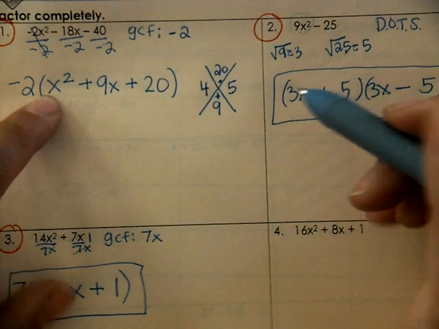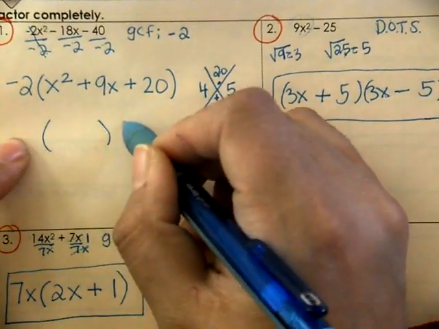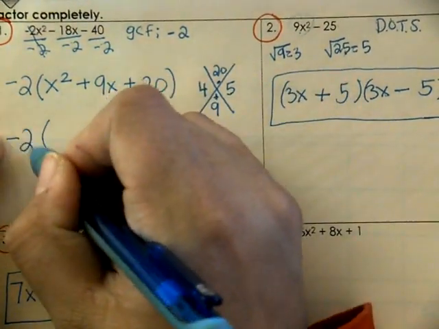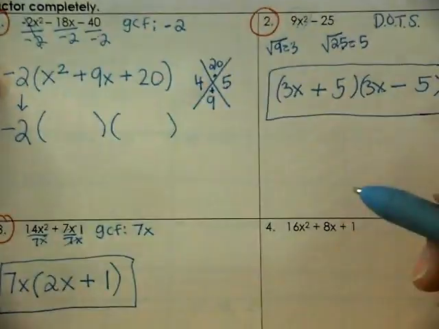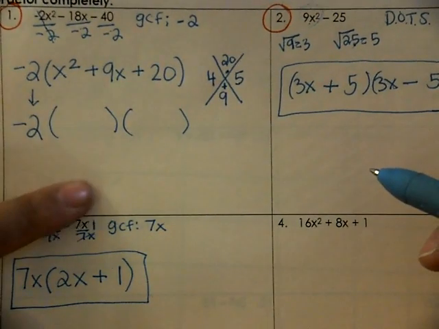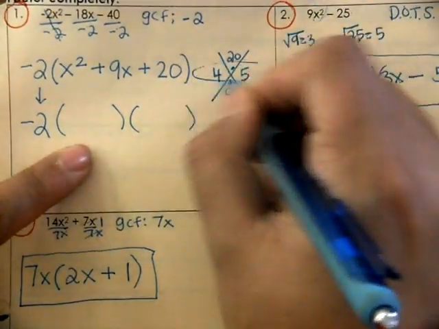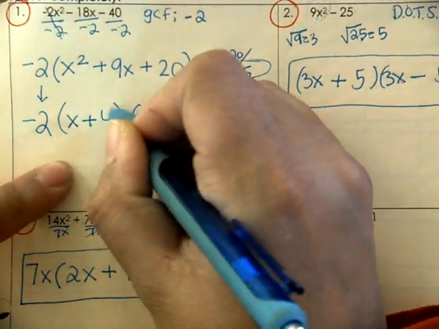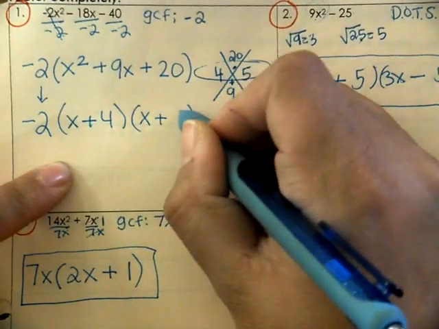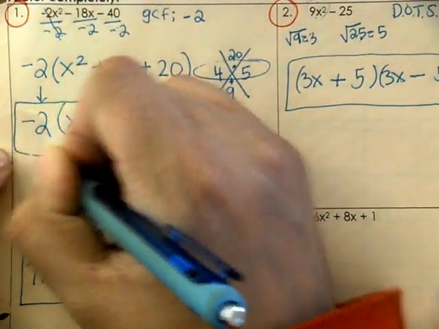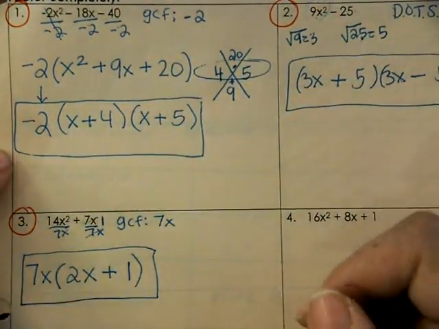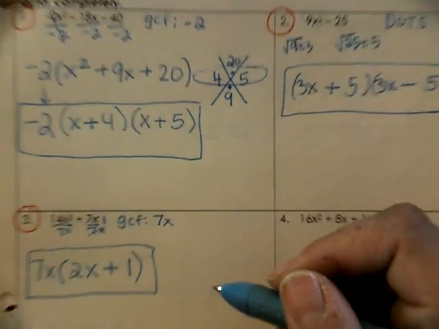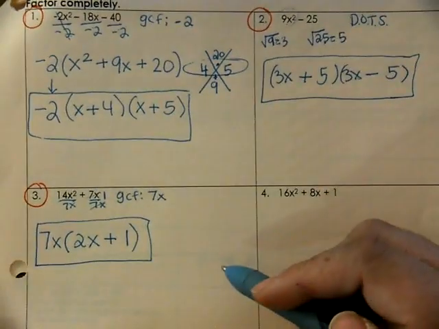Since there's no number in front of x squared, we go right to these two parentheses, bring the negative 2 down as well. You don't want to lose that negative 2. And you want to write what your two factors are using the numbers you just came up with in your x. So it's x plus 4 and x plus 5. And then you're done again. We're not solving this, we're just factoring. So that's how we do those top three so far.